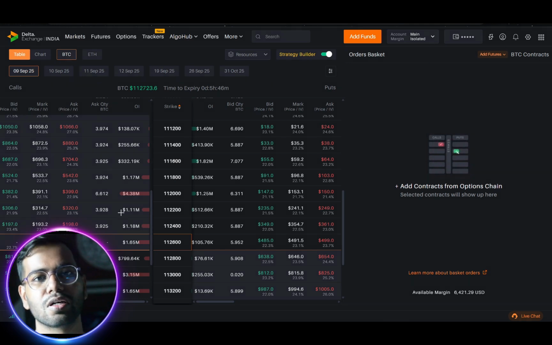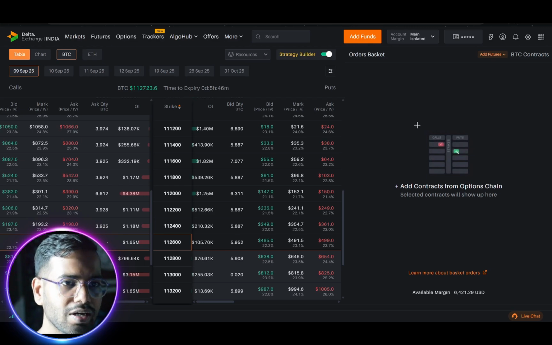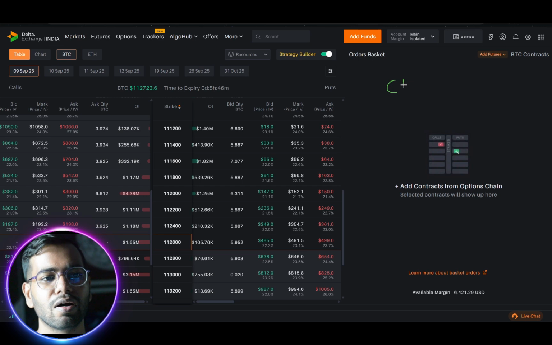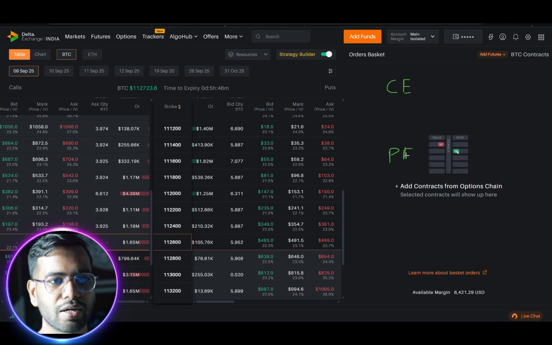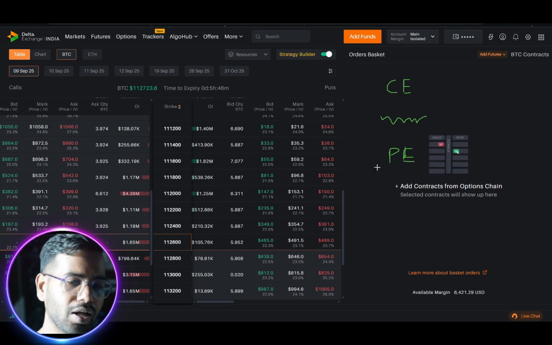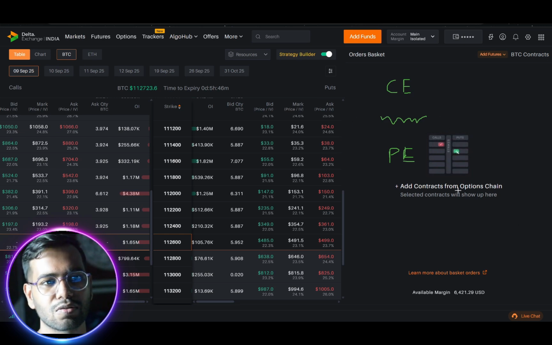Now we should discuss what a strangle is and what it consists of. A strangle is a two-leg strategy. One leg is a call option and another leg is a put option. If the market remains between the call and put option, you will be profitable. This strategy is called a strangle if your view on Bitcoin is sideways.